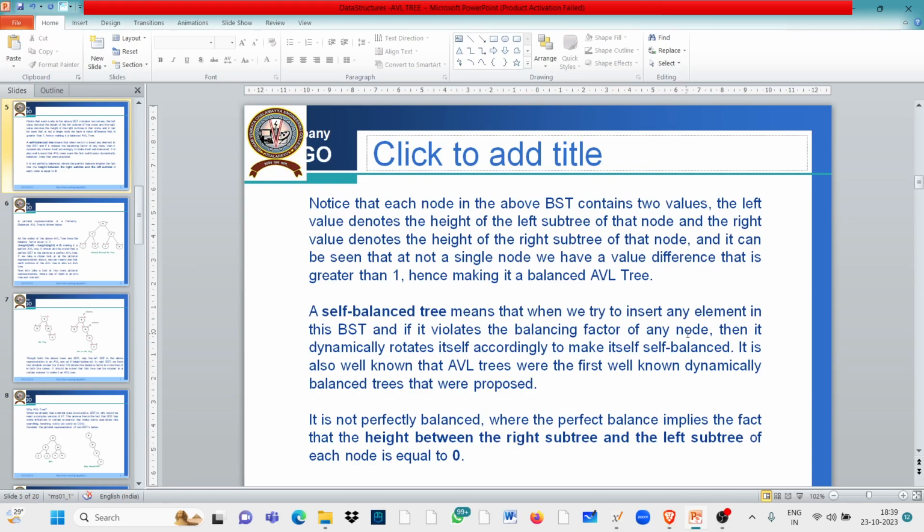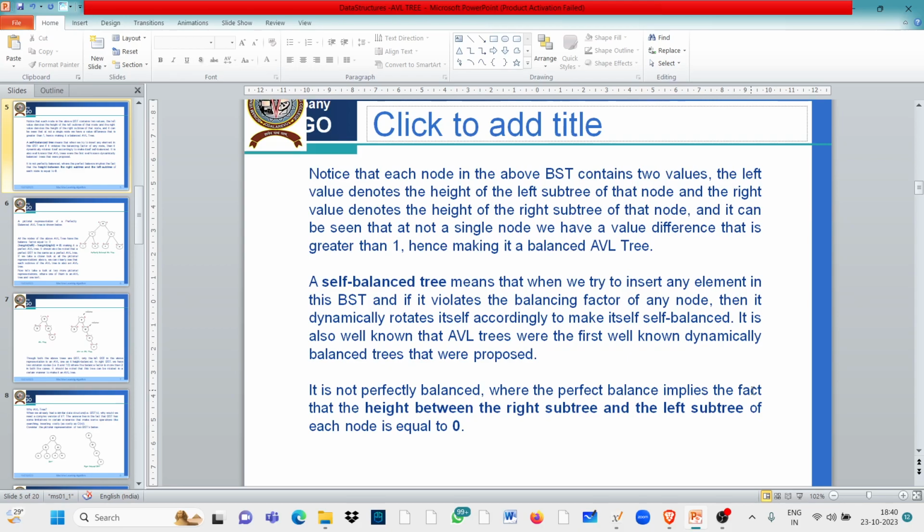Now a self balanced tree means that when you try to insert or delete an element in the BST, and it violates the balancing factor, that means it is not in the range minus 1, 0 and 1, then it dynamically rotates itself to make itself balanced. Then what we have to do? We have to go for the rotations. We will discuss the different types of rotations now, so that it complies. When the balance factor is between minus 1, 0 and 1, we say that it is an AVL tree, right? This is the property we go for.